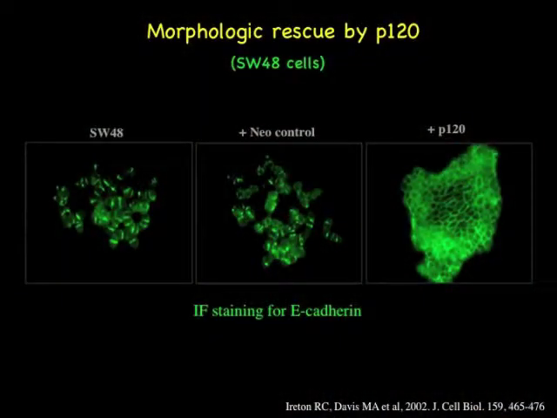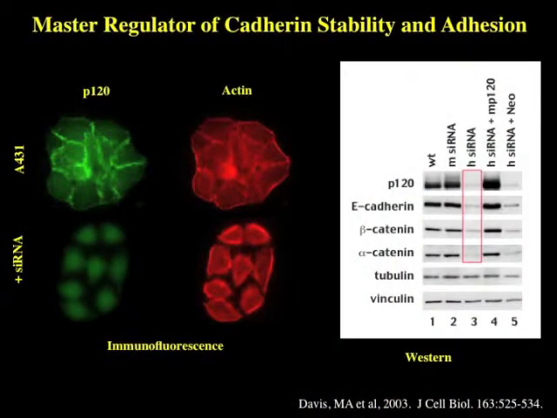So that's just to illustrate quickly. The first example, this was Renee's paper, was in SW48 cells, which lack functional p120. There is a dramatic rescue of the epithelial phenotype when you add p120 back. Michael followed that up with shRNA about a year later, and here you see the same thing. If you knock down p120, biochemically, you lose the majority of E-cadherin, and alpha and beta-catenin go with it.